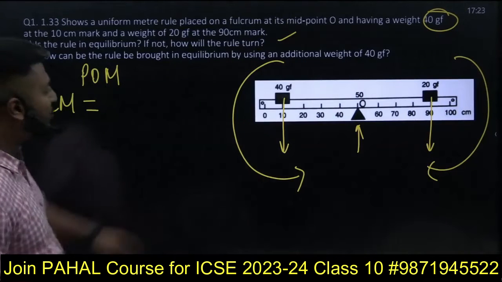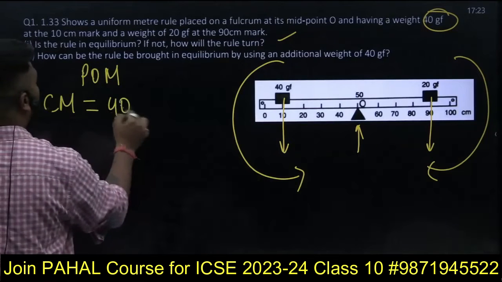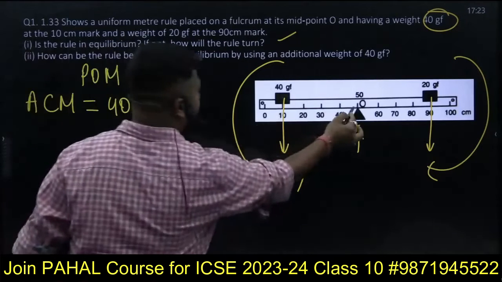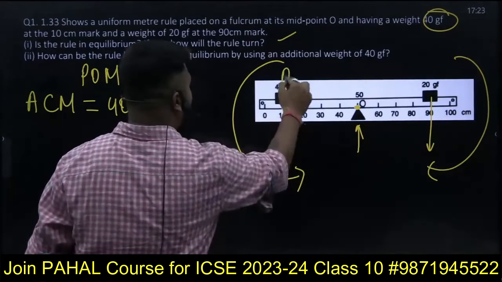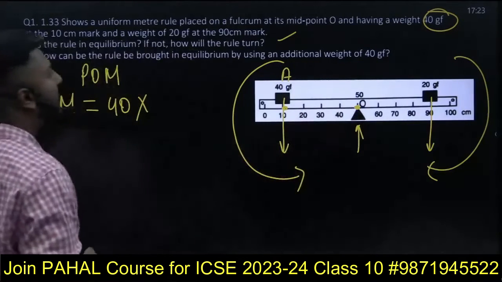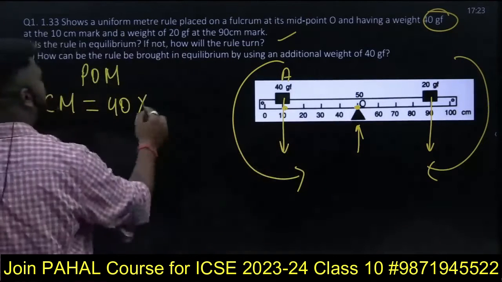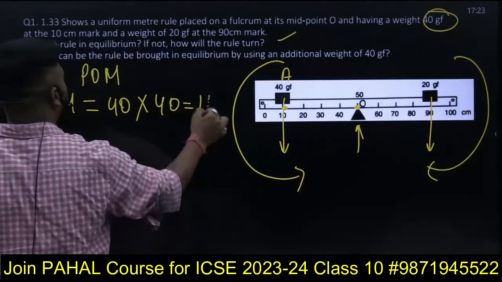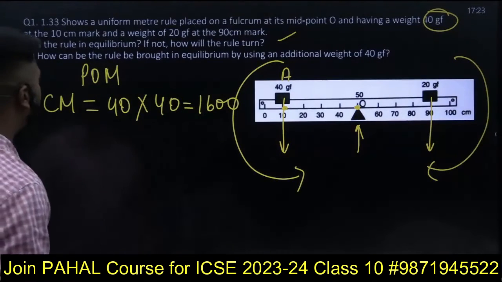एंटी क्लॉकवाइज मोमेंट. So anti-clockwise moment would be equal to what? This would be equal to 40 into the distance of point A from the midpoint O. So the distance would be equal to what? 50 minus 10, that is equals to 40. So this is equals to 1600. Is that clear? 1600, right?